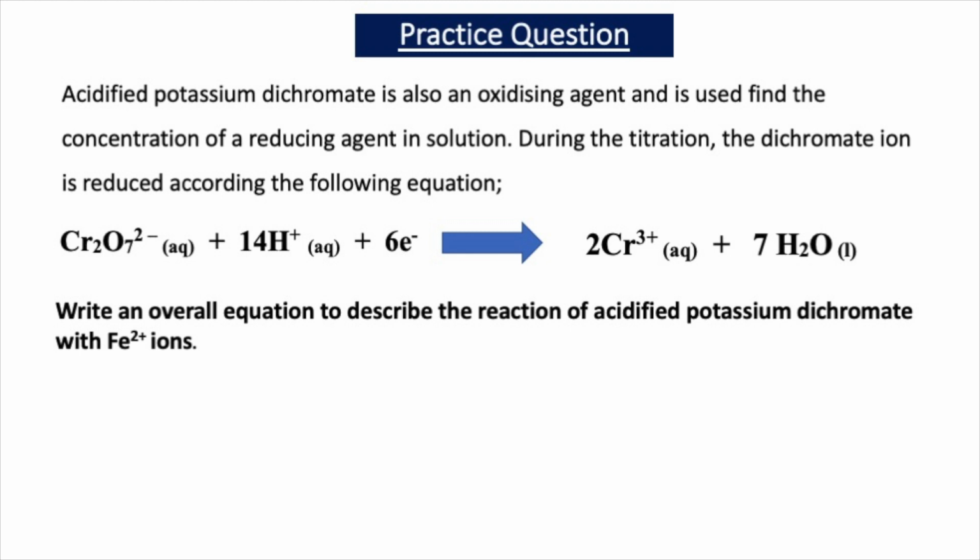So now let's test your understanding of this with a practice question. Acidified potassium dichromate is also an oxidizing agent, and it's used to find the concentration of a reducing agent in solution. During the titration, the dichromate ion is reduced according to the following equation. We want you to write an overall equation to describe the reaction of acidified potassium dichromate with Fe2+ ions. So read through the question, pause the video, have a go at it, and then we'll go for the answer.